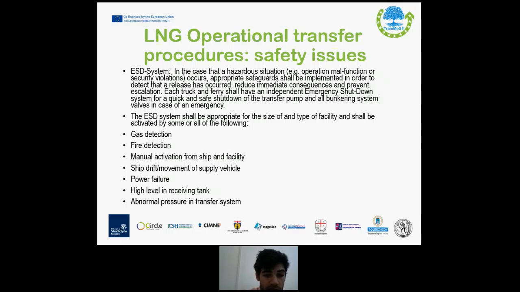The ESD system shall be appropriate for the size and type of the facility and shall be activated by some or all of the following situations: when gas is detected or fire is detected, when manual activation from ship and facility, ship drift movement or supply vehicle movement, when we have a power failure or a high level in the receiving tank, or any other abnormal pressure in the transfer system.